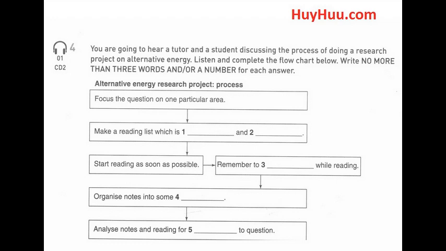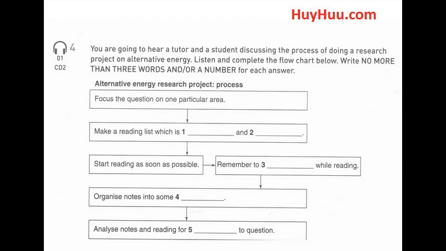Hi, James. How's your alternative energy research project going? To be honest, I'm a bit confused about how to do the research for all the different energy types. Well, the first thing you do is to make sure you focus your question, otherwise you'll have too much to read and you won't be able to select the key arguments. So how do I do that? Start with the general topic of alternative energy and then keep asking questions until you've narrowed the topic down to one particular area. Then, when you have your question, make a list of the reading you will need.